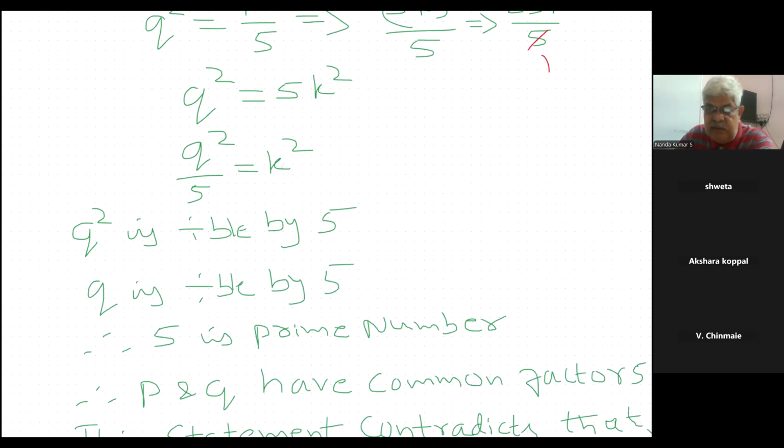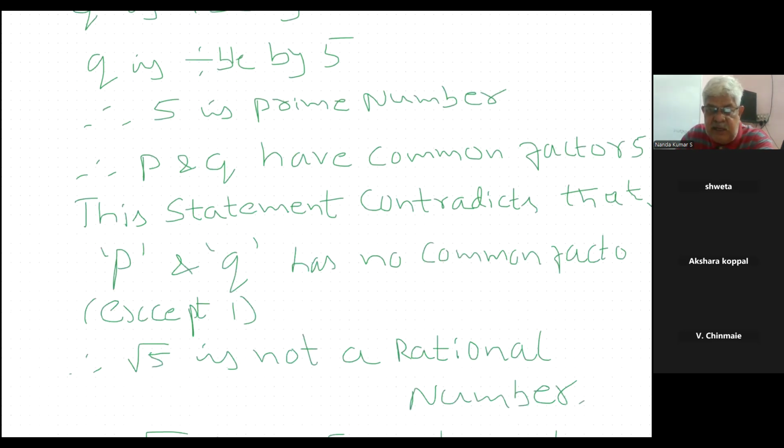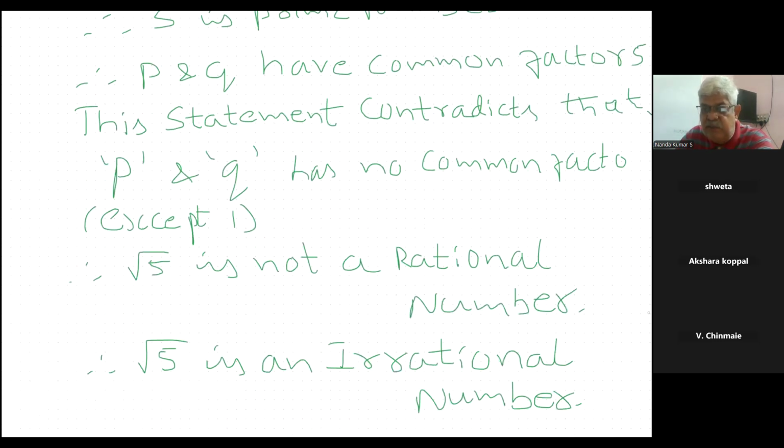Here again the same three steps I will consider. Q square is divisible by 5, then q is divisible by 5. Therefore, 5 is the HCF of q, and 5 is considered as a prime number. Therefore, p and q both have the same common factor 5. Once both the terms have the same common factor 5, this statement contradicts what we considered, that root 5 is a rational number. As the contradiction has arisen, we can clearly prove that root 5 is an irrational number, my dear children.